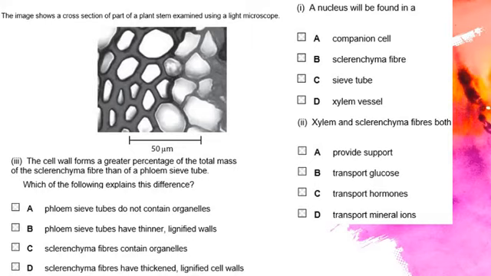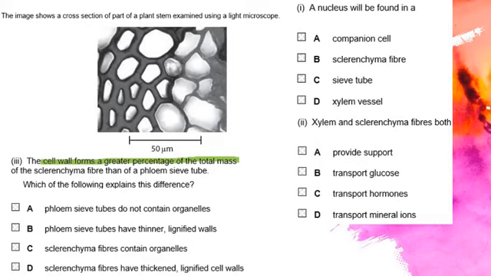So let's start off. Firstly, what we need to do is filter out not just what is true and what is false out of our answers, but which of these match the question, and it's about the cell wall forming a greater percentage of the total mass. So, which has the thickest cell wall? What would explain why the cell wall is thicker?